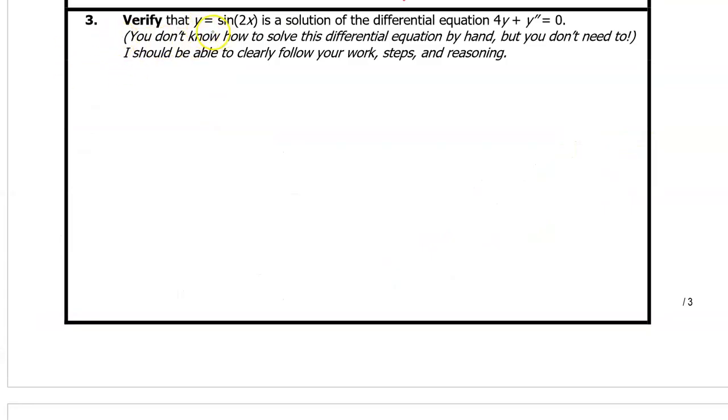Number 3. Verify that y equals sine 2x is a solution to the differential equation 4y plus y double prime equals 0. Well, if y equals sine 2x is a solution, then 4 times y plus y double prime should equal 0. So let's find y double prime and plug it in and see if we get 0. First, we need to find y prime. The derivative of sine is cosine, but because it's not just x on the inside, I have to use the chain rule and multiply by the derivative of the inside, which is 2.